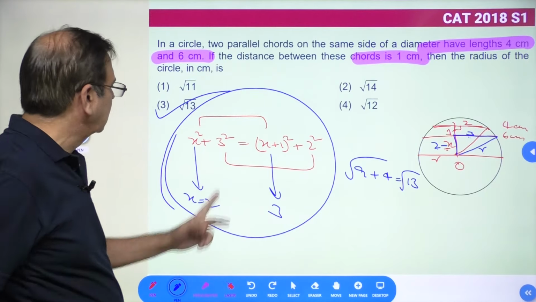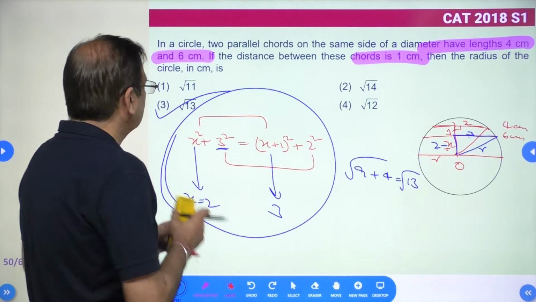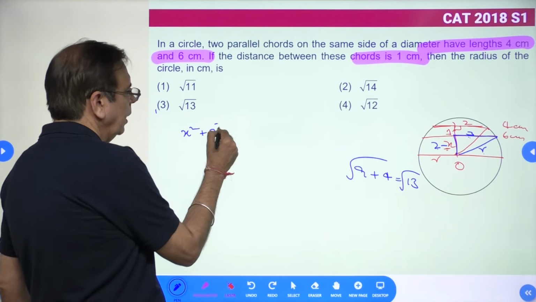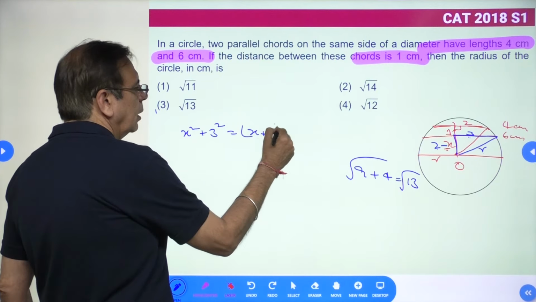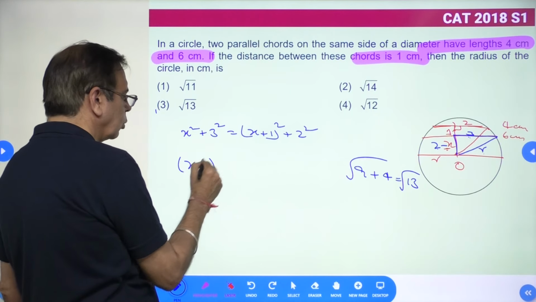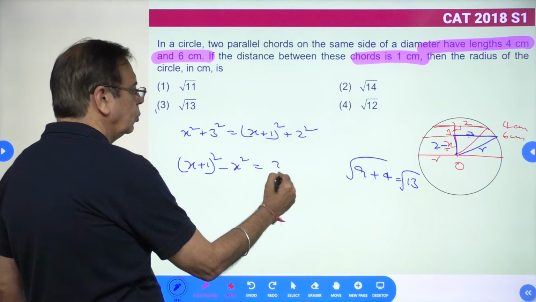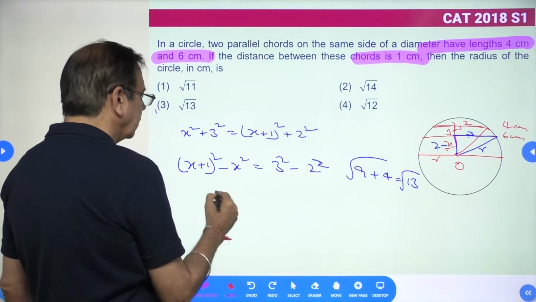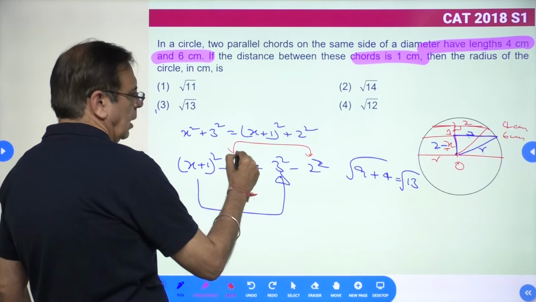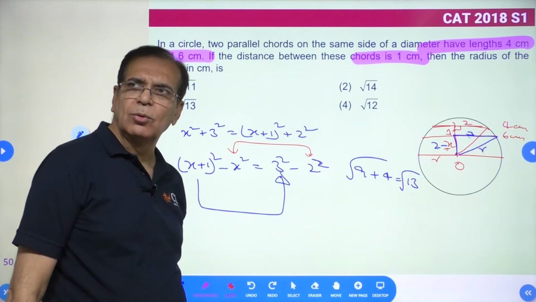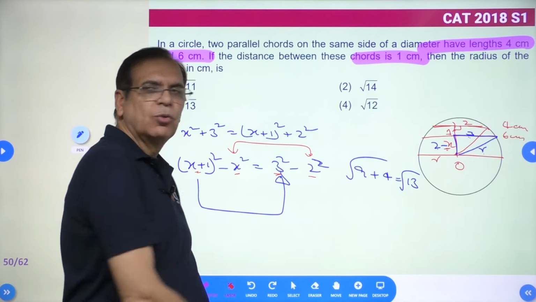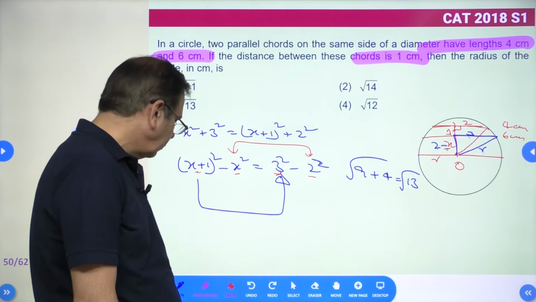Okay, so this I hope is clear. Let me write it down once again. After all, if I say x square plus 3 square is equal to x plus 1 whole square plus 2 square. Now what does that mean? Transpose. Can I say x plus 1 whole square minus x square is equal to 3 square minus 2 square? What does that mean? x square is equal to 2 square, x plus 1 square is equal to 3 square, because the difference between x and x plus 1 is 1, and the difference between 3 and 2 is 1, which is why I could straight away do it without doing any of those stupid calculations.